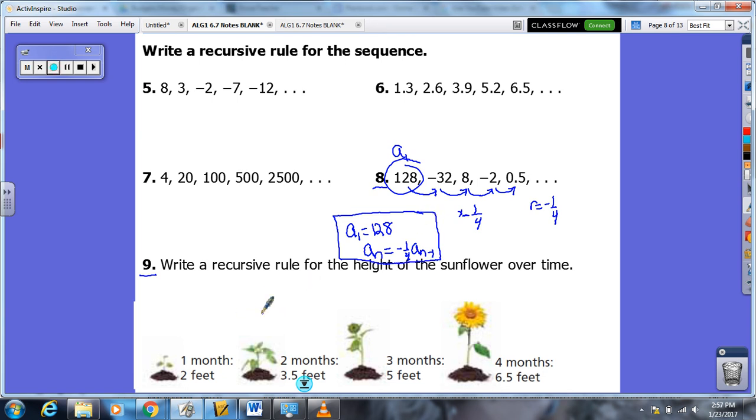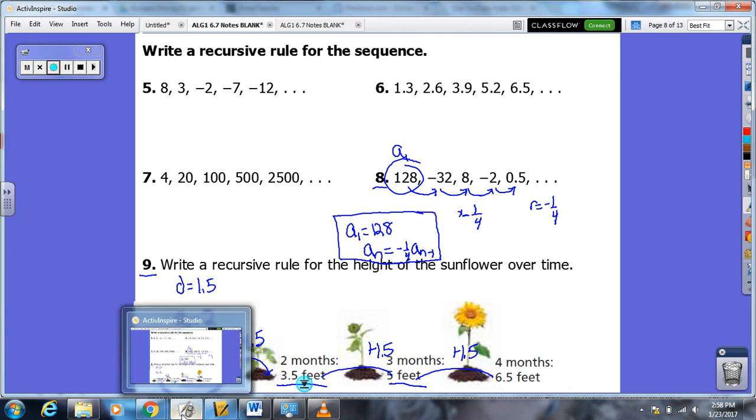Now on number 9, it says write a recursive rule for the height. If we look at this, keep in mind what you're looking at is its specific height, not just the months. From 2 to 3.5 feet, it is adding 1.5 feet. From 3.5 to 5, once again, it's adding 1.5, and from 5 to 6.5, it's adding 1.5. Since it's adding, it's arithmetic. The common difference is 1.5, and the first term is 2, because it was 2 feet during the first month.